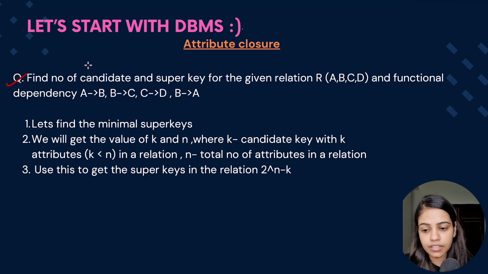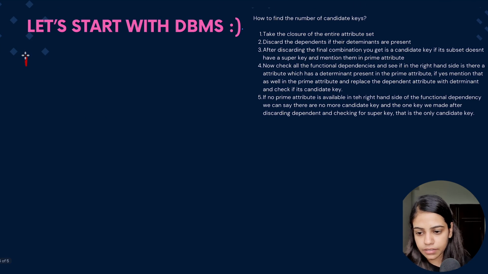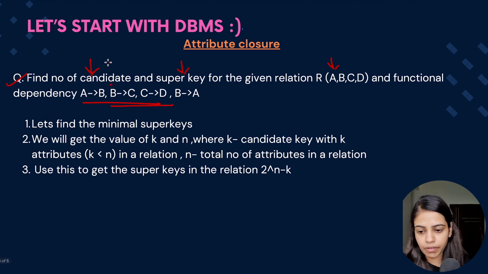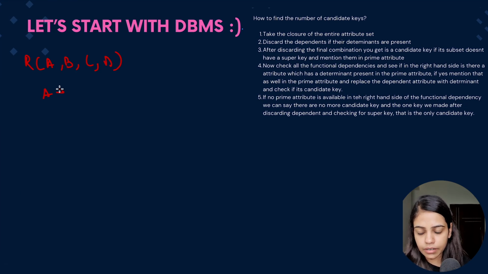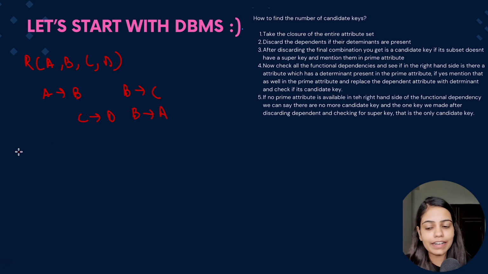So let's solve a practice question where we will find the candidate as well as super keys for a given relation R(A, B, C, D), and the functional dependencies are given as follows. So let me just write it here. There is a relation R(A, B, C, D), and the functional dependencies provided are A determines B, B determines C, C determines D, and B determines A. So let's see how we can find the candidate as well as super keys.